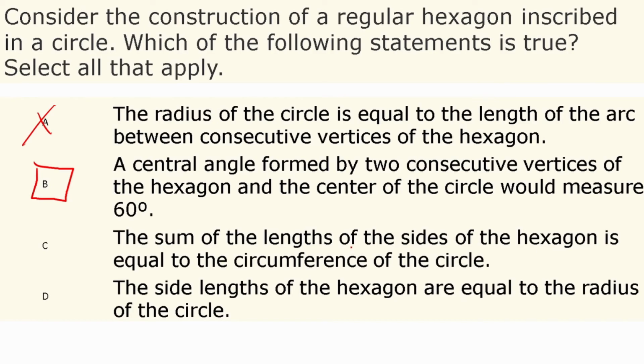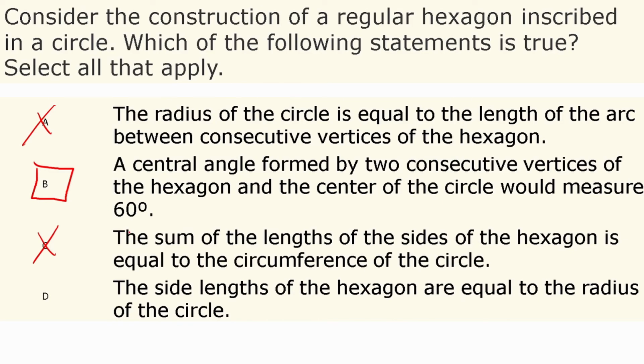It just wouldn't work out because think about it. The hexagon's on the inside of the circle, which means it's connecting different parts of the circle, cutting out all that outside, so that does not work. And the last one, the side lengths of the hexagon are equal to the radius of the circle. If we did this, this would also be true.